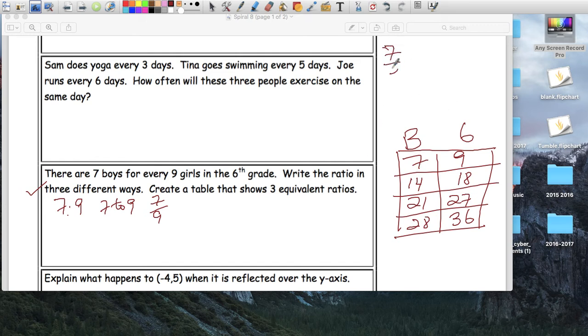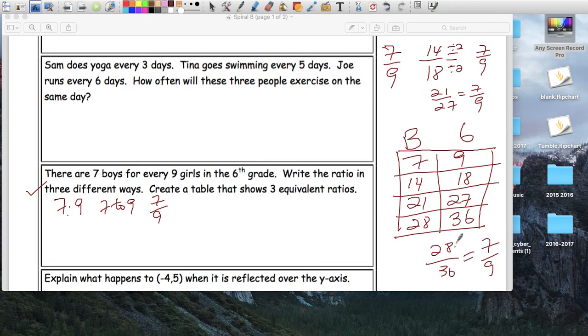So the first one is 7 over 9. 14 over 18 is also 7 over 9, because if I simplify, dividing 14 by 2 and 18 by 2, I get 7 over 9, so it's the same. 21 over 27, is that equal to 7 over 9? Yes, because I can divide top and bottom by 3. And then 28 over 36, is that equal to 7 over 9? Yes, because I can divide 28 by 4 and 36 by 4, and I get 7 over 9. Done.